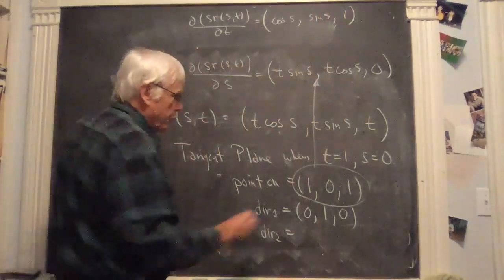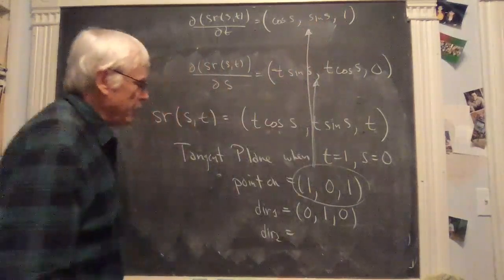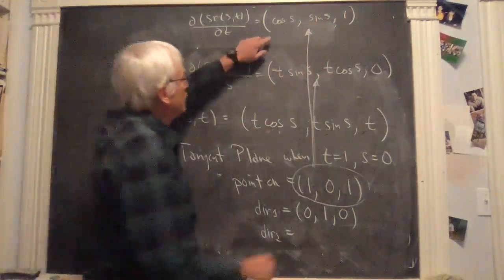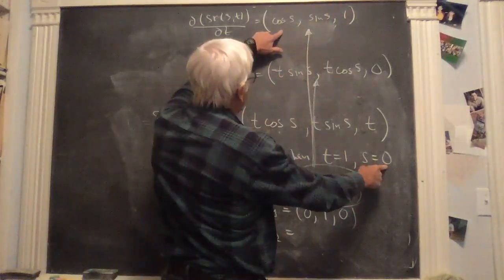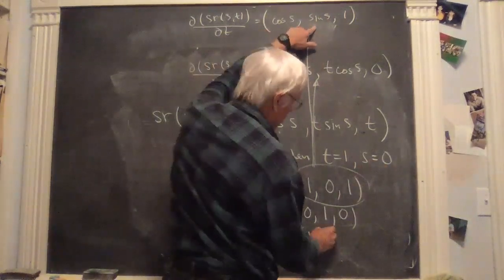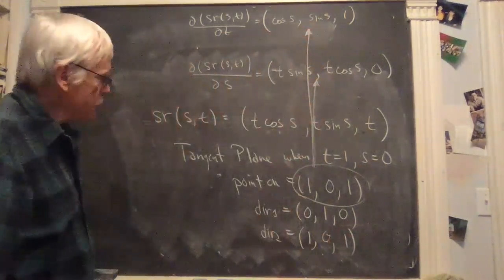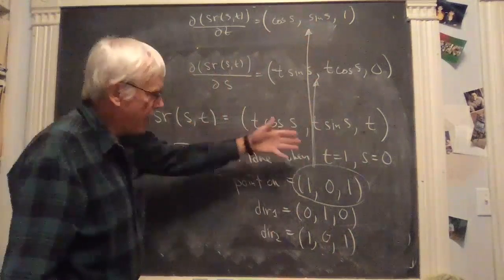And now if we take this point, (1, 0, 1), and sub it in there, it will give us the second direction. So cosine of 0 is 1. Sine of 0 is 0. 1 is constant. So here are the two directions of the tangent plane at this point.